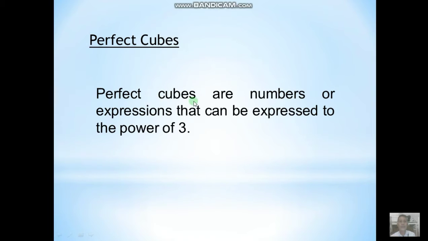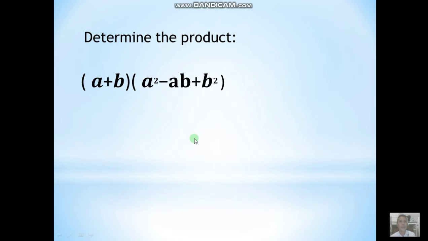Okay, so what is perfect cubes? Perfect cubes are numbers or expressions that can be expressed to the power of 3. So we knew this one already. Now, guys, this is actually the formula or the pattern that we are going to use in factoring the sum of two cubes. So let us first determine the product of this expression. Of course, to do that, we need to apply our knowledge about the distributive property of multiplication. So we will multiply each term of the binomial to every term of the trinomial.